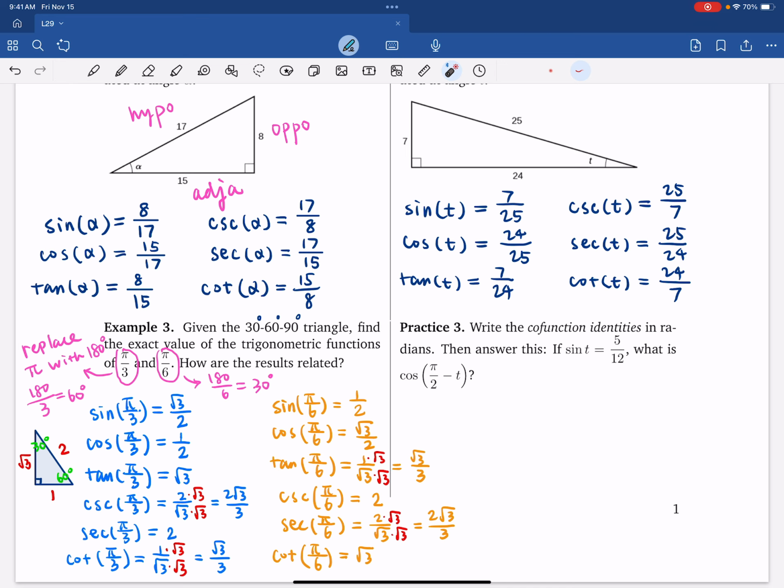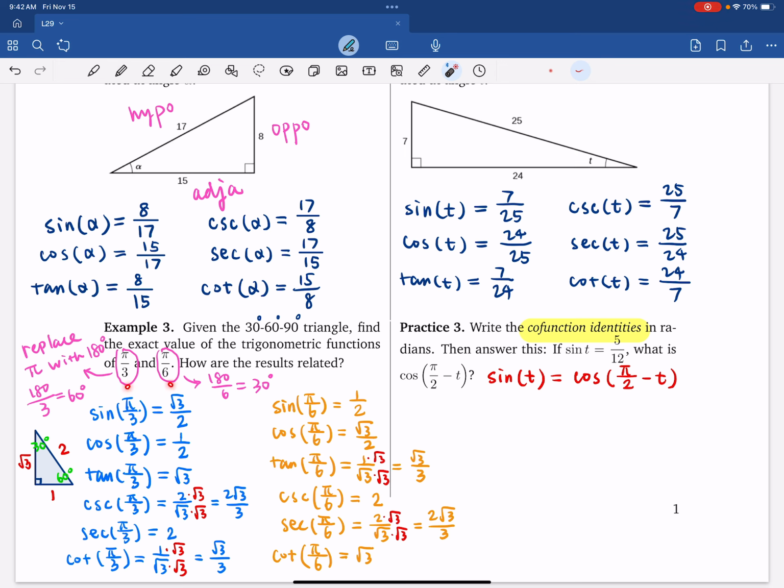We are going to summarize these properties in practice 3. So cofunction identities, that's what the name is, cofunction identities. Let's write them down. I'm going to write it in red. So if you're given sine of t, then you could rewrite this using cosine. And the angle will be 90 degrees minus t.